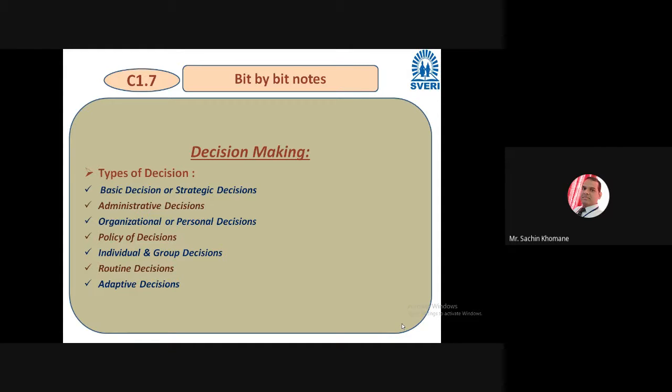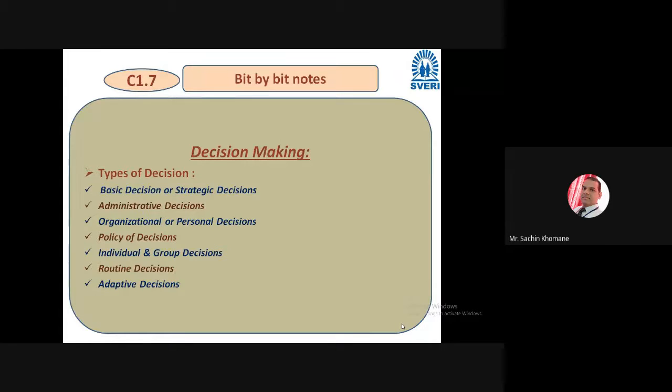Based on requirement, various decisions are required in various fields in the organization. Maybe at the administrative level, or at the top management level you need to take decisions on policy, or routine decisions on the shop floor. So various types of decisions are there. Let us discuss these decisions one by one.